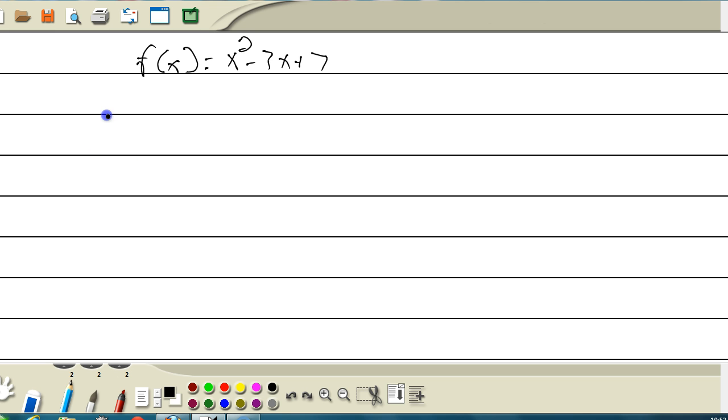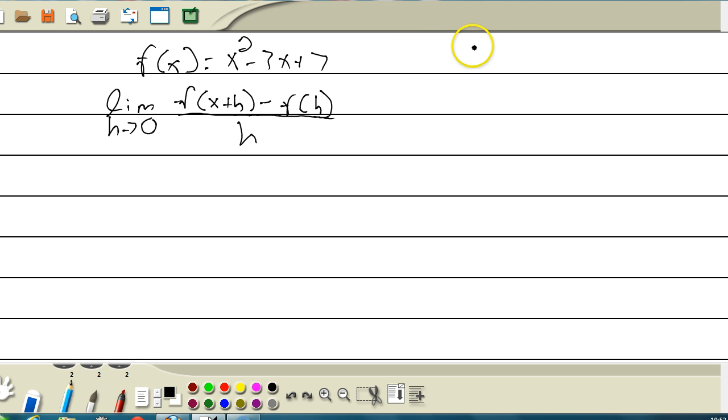So we have to find the limit as h approaches 0 of f of x plus h minus f of x, divided by h.